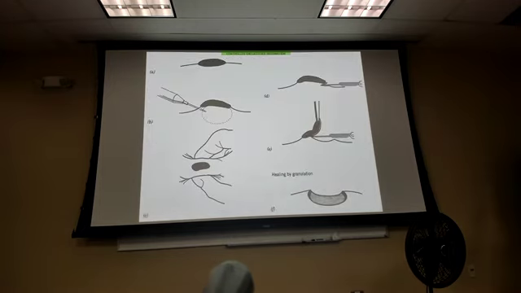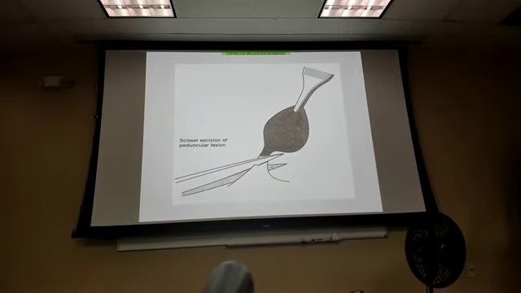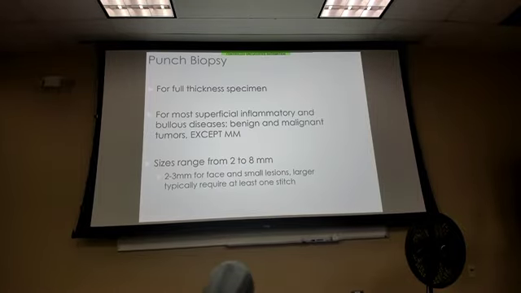That's what it looks like. So we're applying that infiltration to raise it up as a wheal, and then we're going to shave it off. Sometimes if it is pedunculated, then you could also snip it off with some scissors. So that is shave. Now here is punch.